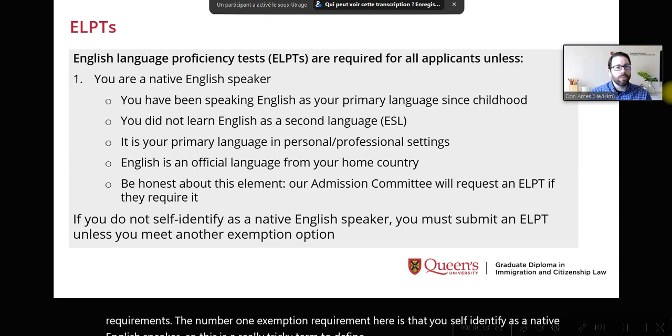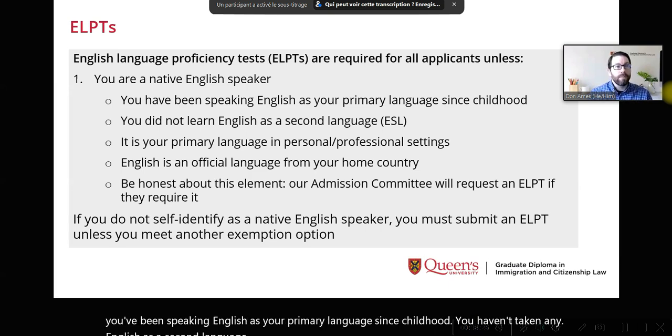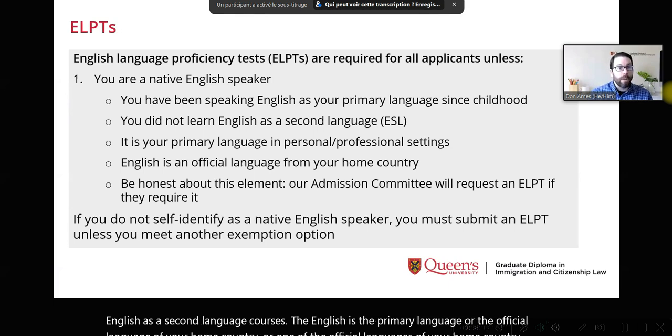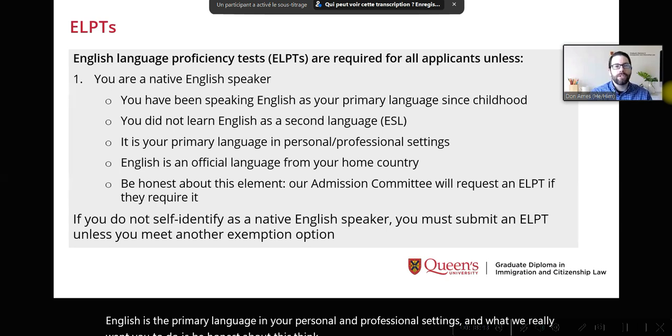We ask people to really consider if you've been speaking English as your primary language since childhood, you haven't taken any English as a second language courses, English is the primary language or the official language of your home country or one of the official languages of your home country. English is the primary language in your personal and professional settings. And what we really want you to do is be honest about this. Think about if English is something you would list as your primary or your native language.